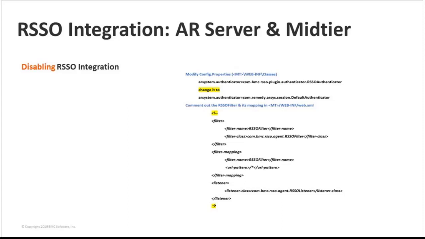For disabling the Remedy SSO integration, all you have to do is go to Midtier and change config.properties back to the default authenticator. Last time, while integrating, we changed it to our RSSO authenticator. We will change it to the default authenticator, and after that we are also going to disable the web.xml filter, which is the RSSO filter and RSSO filter mapping. After we do this, you restart the Midtier. You don't have to make any changes in the AR server, and that should take care of normal Midtier authentication without having to go to Remedy SSO.